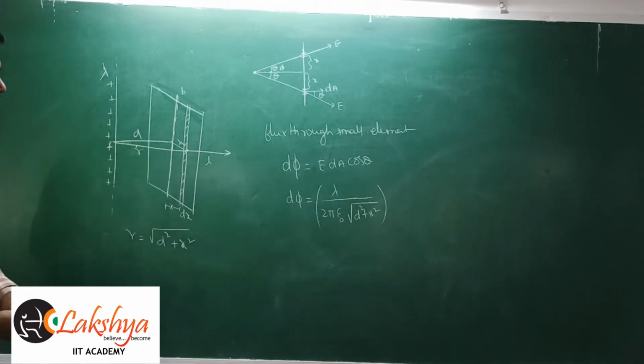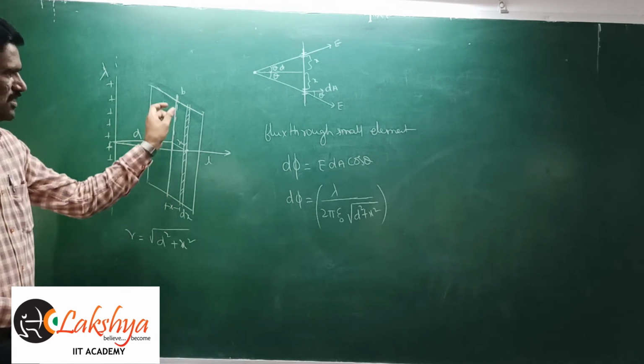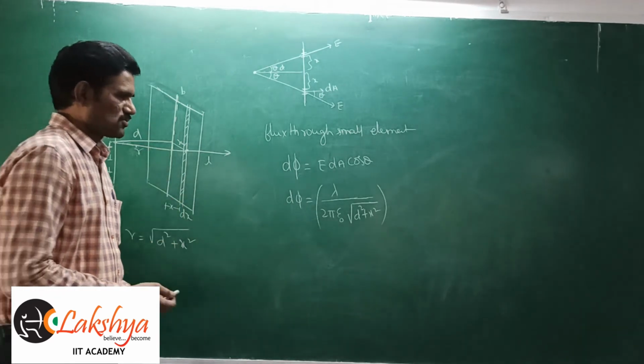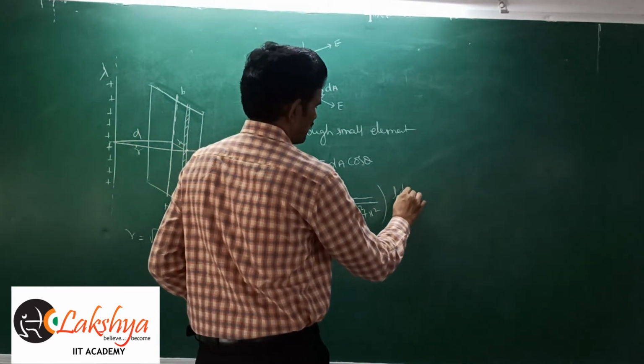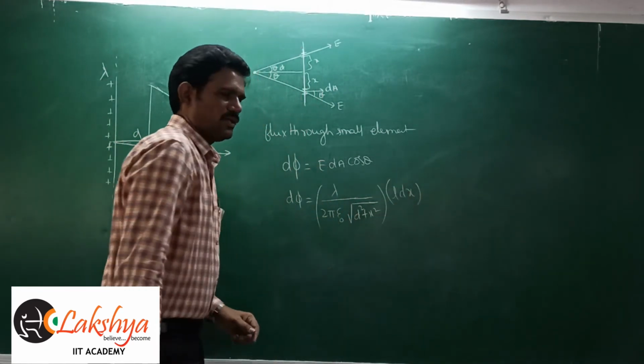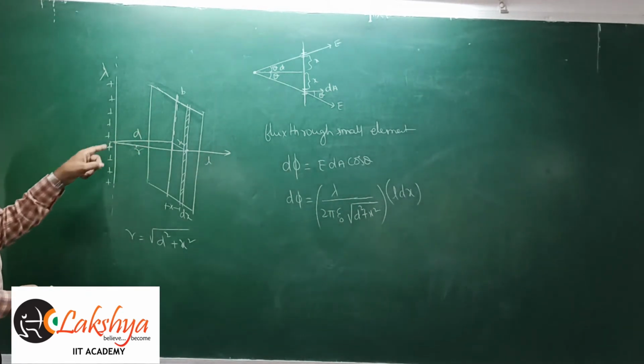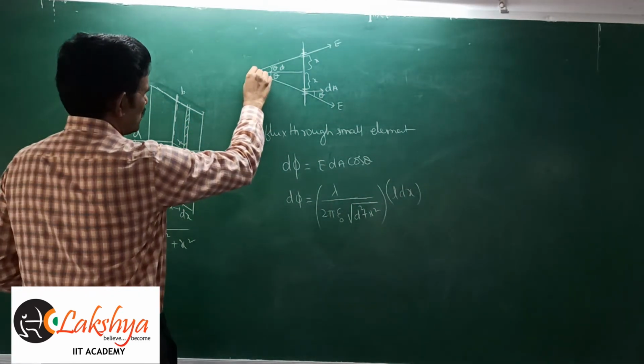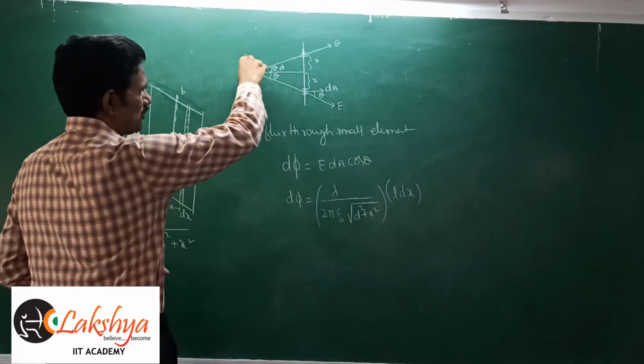The area of this element we need to write. Clearly, this is a strip, a rectangular strip, so its width is dx and length is L. So its area I can write as L into dx into cos theta. Now the cos theta value you can write from this angle. This angle is theta, or you can observe here. This is the line of charge we are taking, and perpendicular to this we are taking.